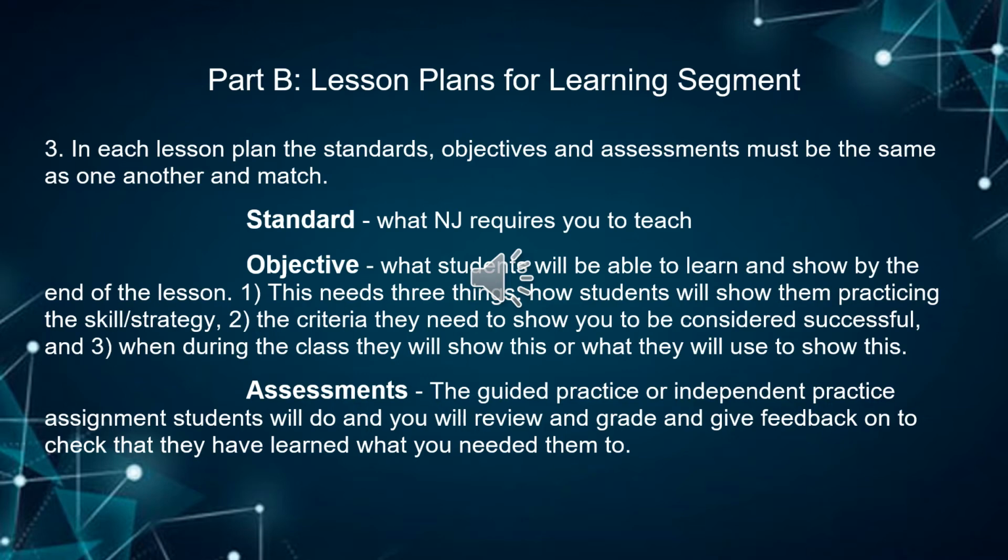This is what you want students to be able to learn and what they're going to show you by the end of this lesson. So every objective needs to have three things to it, three parts. First is how will students show that they are practicing that skill, right? How are they going to actually show you that they can do this? The second part is what criteria they need to show you to be successful, to show that they've really learned this and not that they need help. The third thing is when during class are they going to show this and do this. So you need to have all three of those parts in your objective.